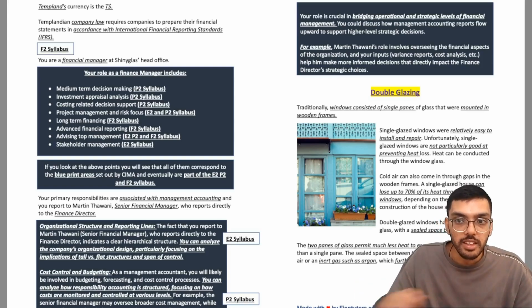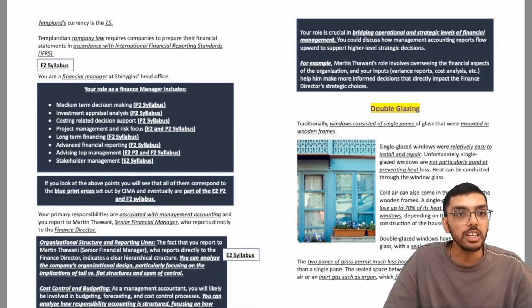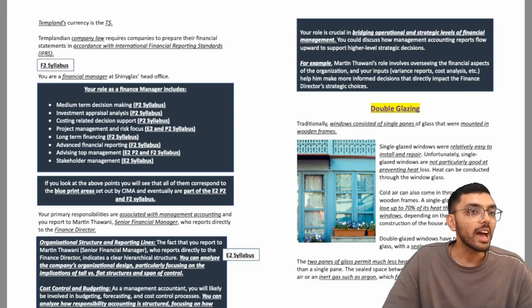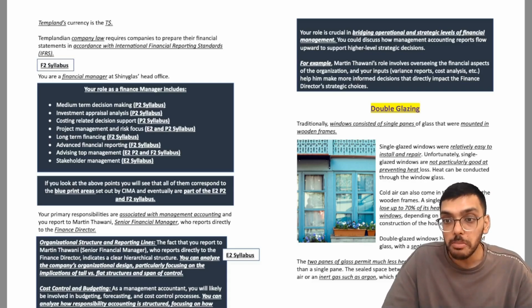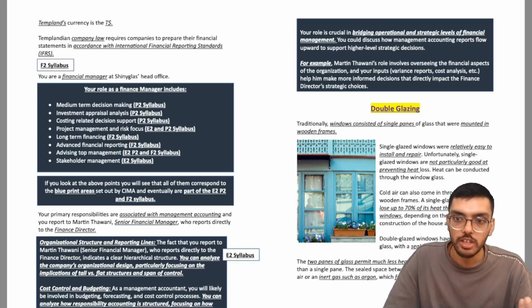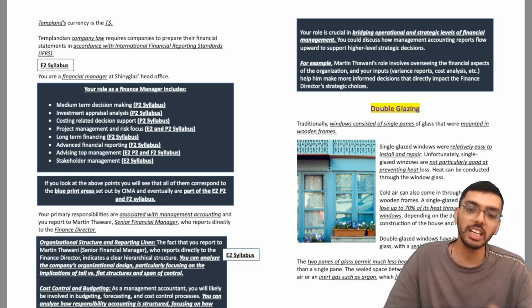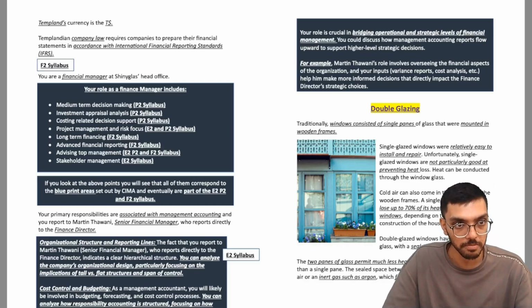Templand's currency is T dollars. Let me adjust it a little bit. Templandian company law requires companies to prepare their financial statements in accordance with the International Financial Reporting Standards. F2 syllabus. If you don't have F2 knowledge, you will not be able to replicate good IFRS knowledge. So revision is the place to start with. I keep mentioning this again and again. Students still turn out to make a mistake on this.